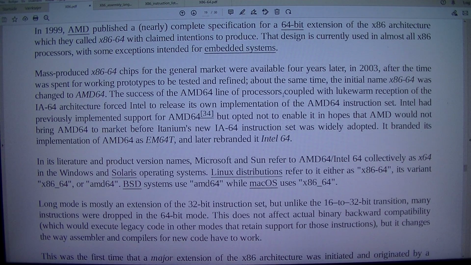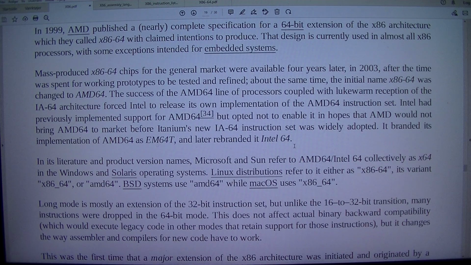Intel had previously implemented support for AMD64, but opted not to enable it in hopes that AMD would not bring AMD64 to market before Itanium's new IA-64 instruction set was widely adopted. It branded its implementation of AMD64 as EM64T, and later rebranded it Intel 64.